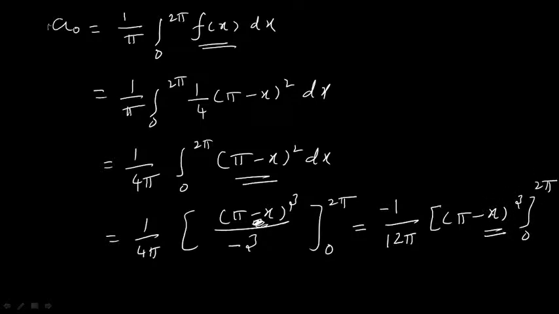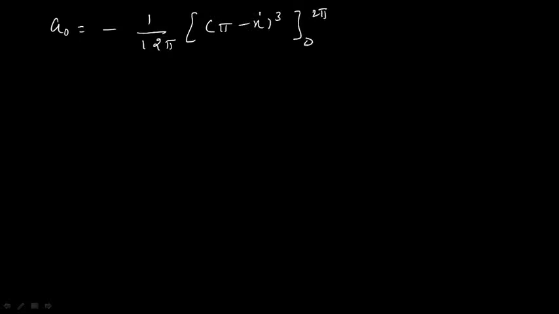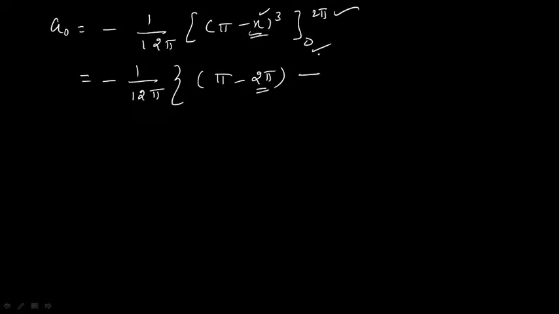So let me first substitute the upper limit for x as 2 pi and then minus the lower limit as 0. So here a0 is equal to minus 1 divided by 12 pi. I am just writing down the previous step once again. (pi minus x) the whole cube with the limit from 0 to 2 pi. Let me first substitute the upper limit. Here the upper limit is pi minus, replace x by 2 pi, minus, replace x by 0, that is (pi minus 0) whole cube.